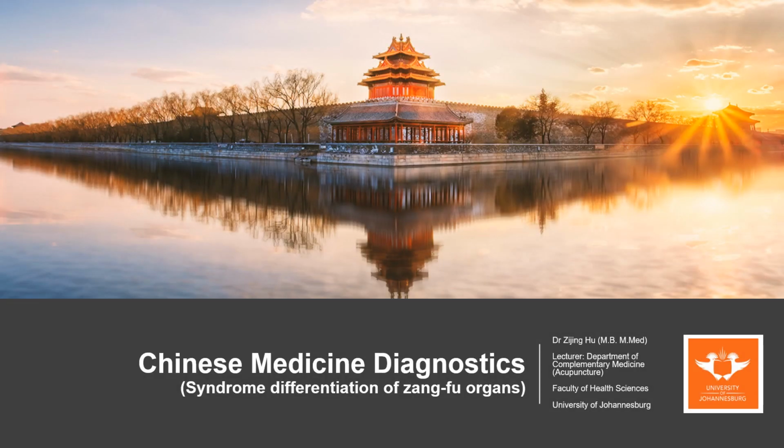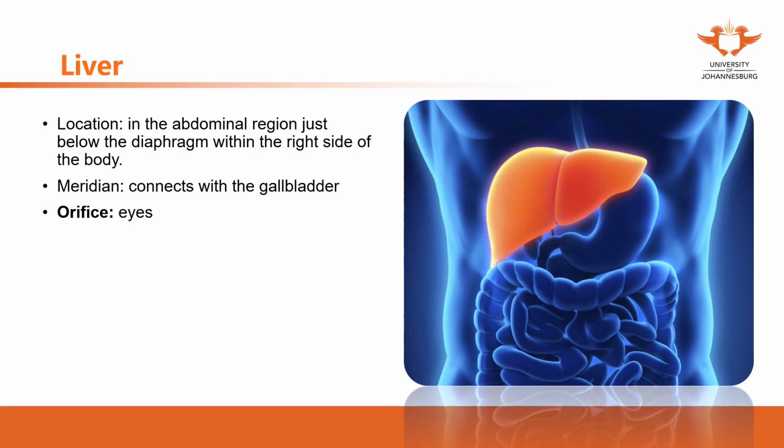Today class, in this video we are going to talk about the liver syndromes. The liver is located in the lower jaw, below the diaphragm. The eyes are the orifice of the liver. So a patient suffering from a liver problem may present with eye problems such as itching eyes, sore eyes, or red eyes. When these manifestations appear, begin to treat from the liver.